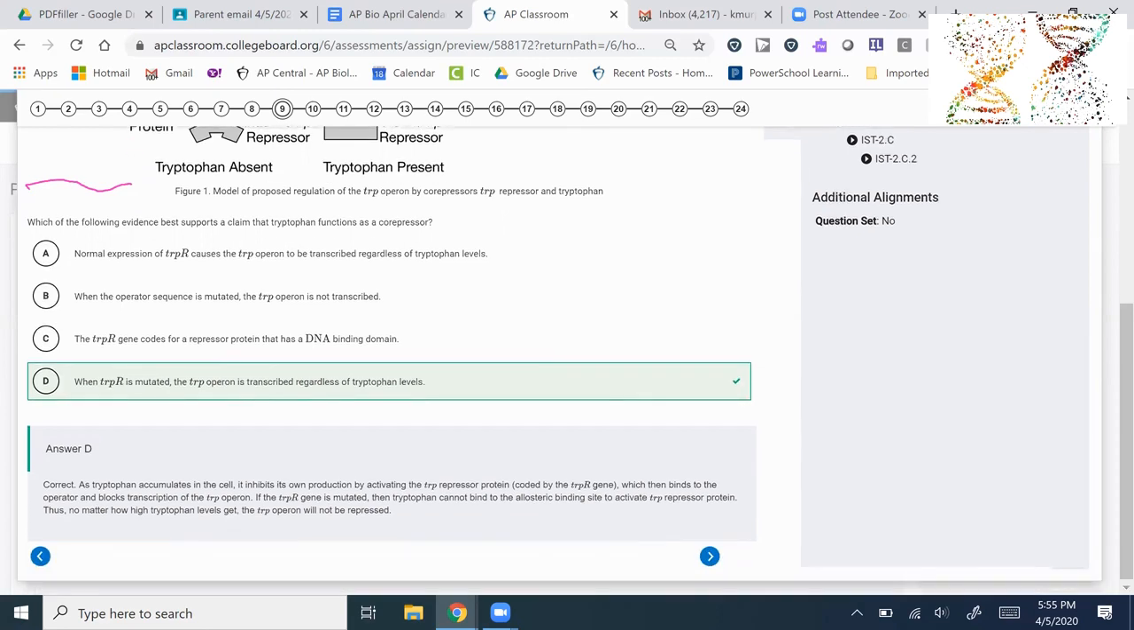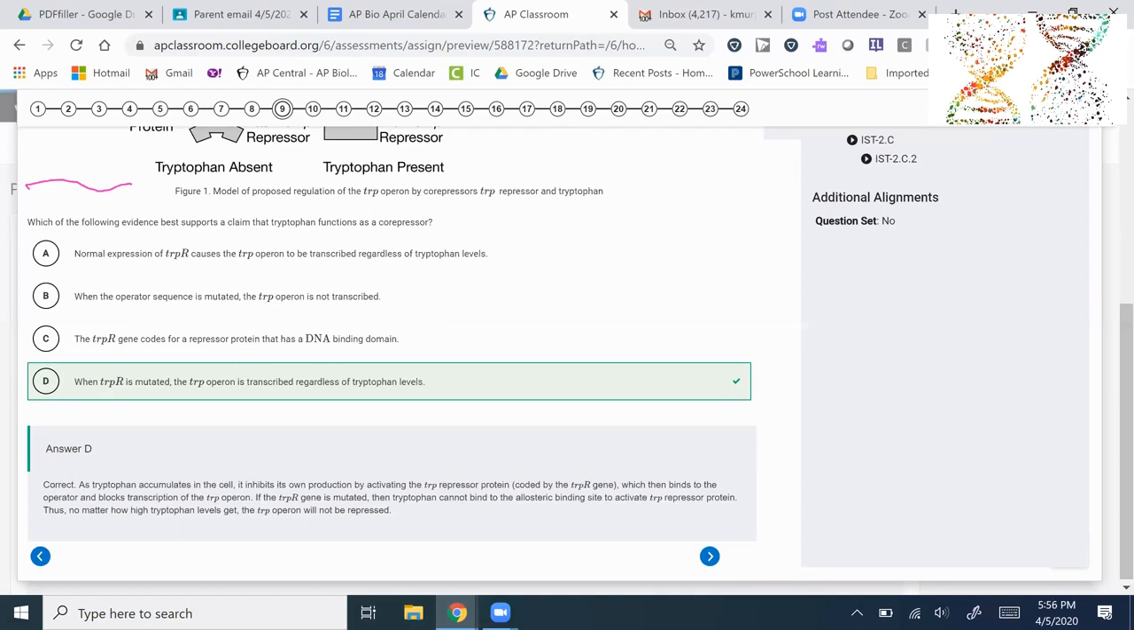All right, so let's see what the answer says here. As tryptophan accumulates in the cell, it inhibits its own production by activating the TRP repressor protein, which then binds the operator and blocks. So this is what I went over earlier. If the TRPR gene is mutated, then tryptophan cannot bind to the allosteric binding site to activate the TRP repressor protein. Thus, no matter how high the tryptophan levels get, the TRP operon will not be repressed.